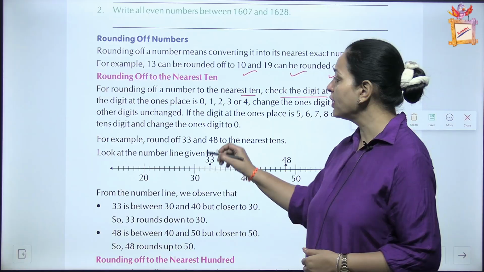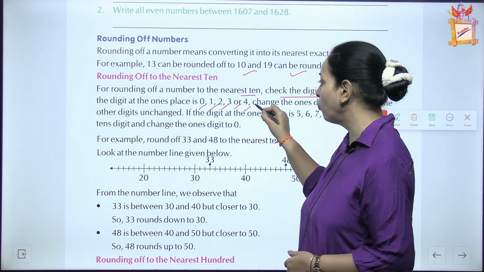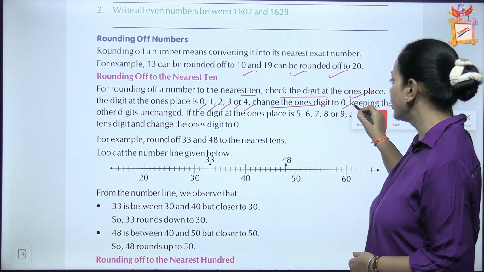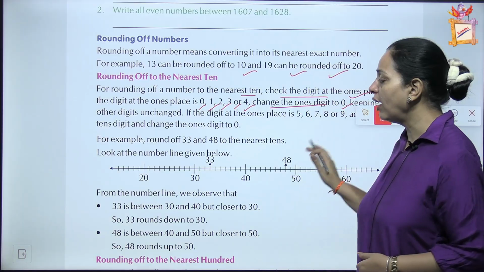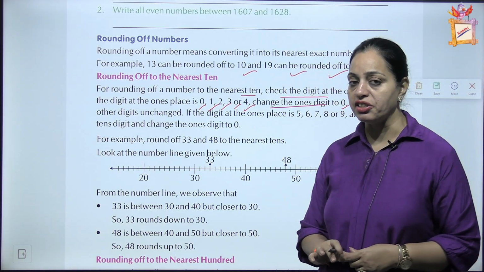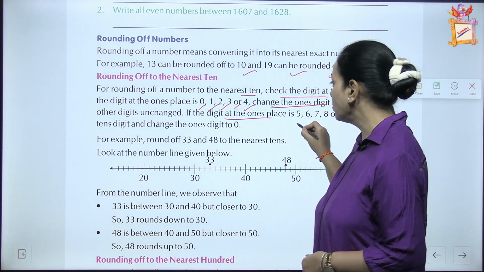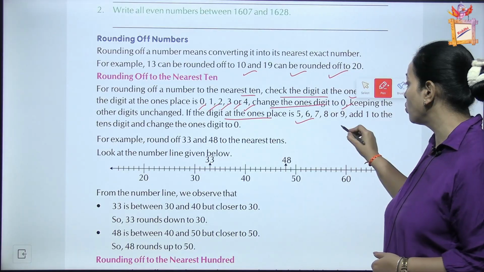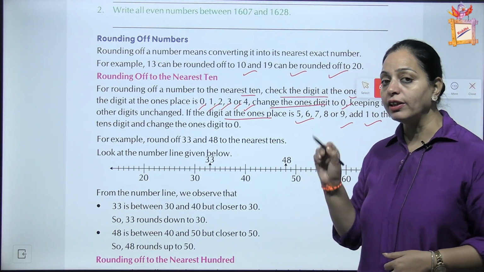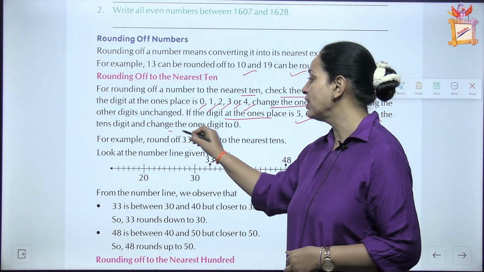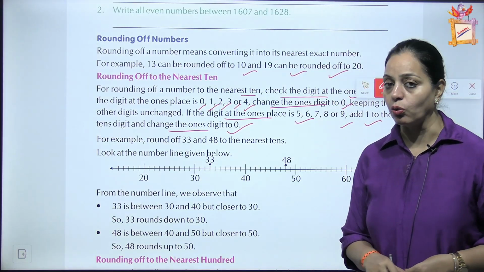If the digit at the ones place is 0, 1, 2, 3 or 4, change the ones digit to 0, keeping the other digits unchanged. And if the digit at the ones place is 5, 6, 7, 8 or 9, then add 1 to the tens digit and change the ones digit to 0.